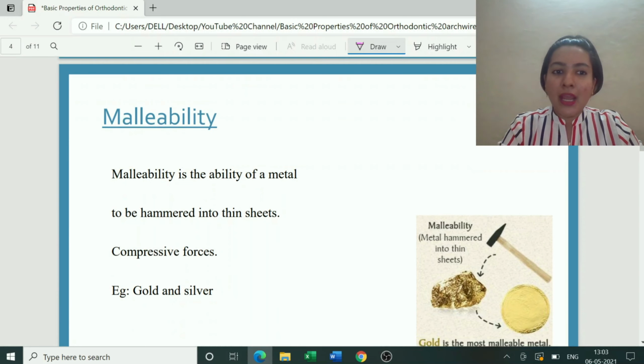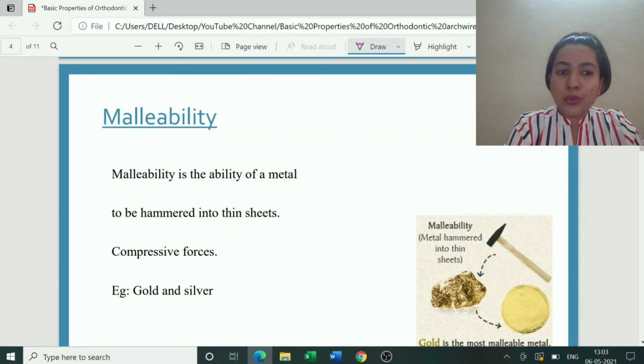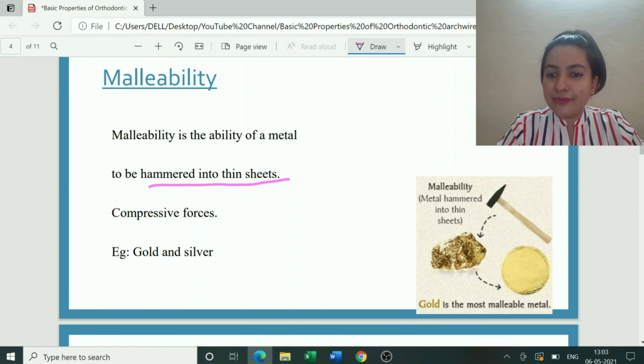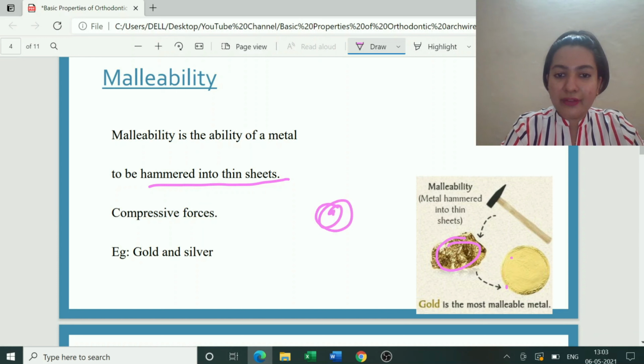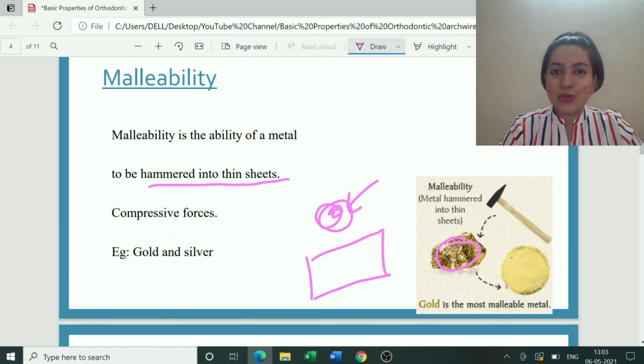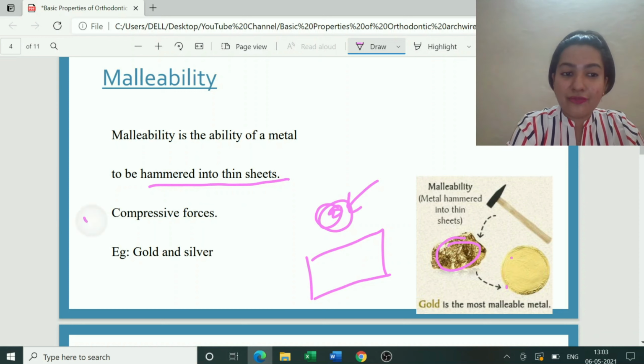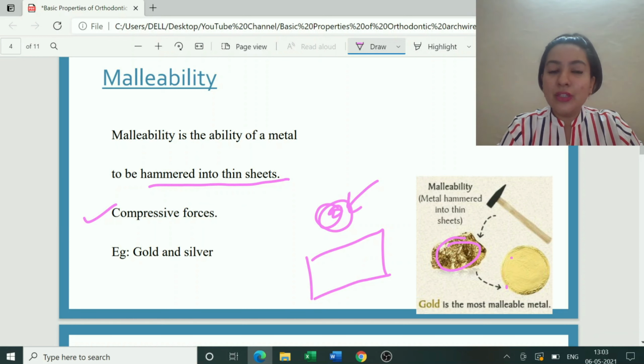What is malleability? It is the ability of a metal to be hammered into thin sheets. So what happens? We have this material, okay, we hammer it so that it can be made into thin sheets. When we apply hammering forces, that is compressive forces, on the material, it gets hammered into thin sheets. So what can you relate to? In the previous one, what was happening? Tensile forces were acting on it, and here compressive forces are acting. For example, gold and silver.